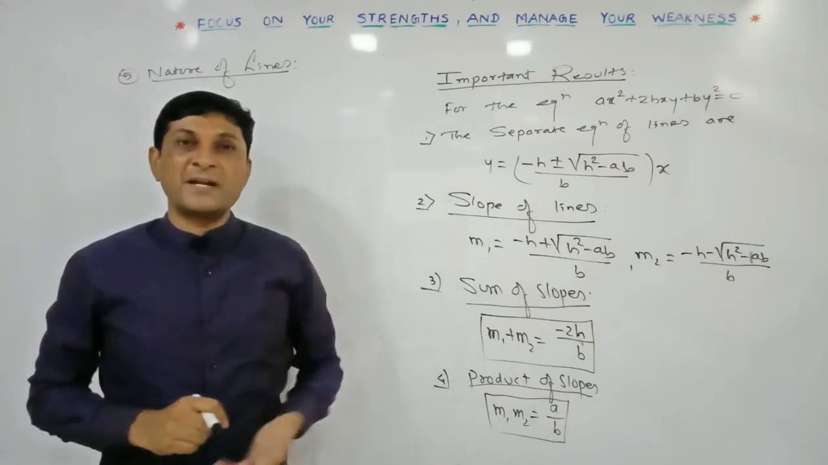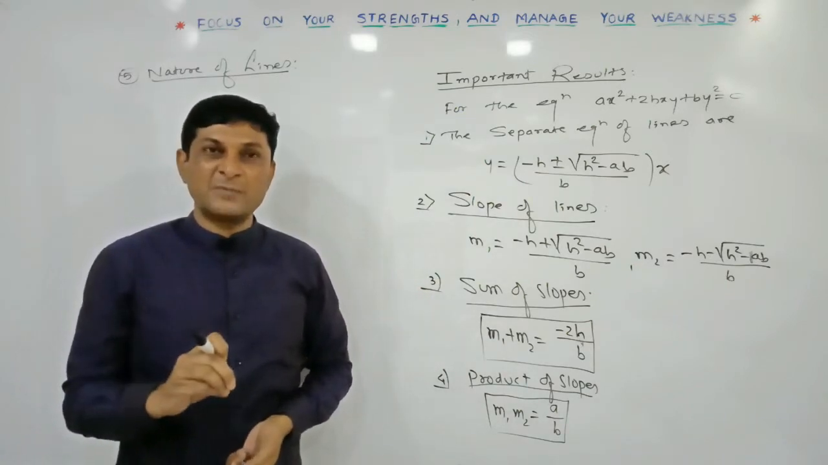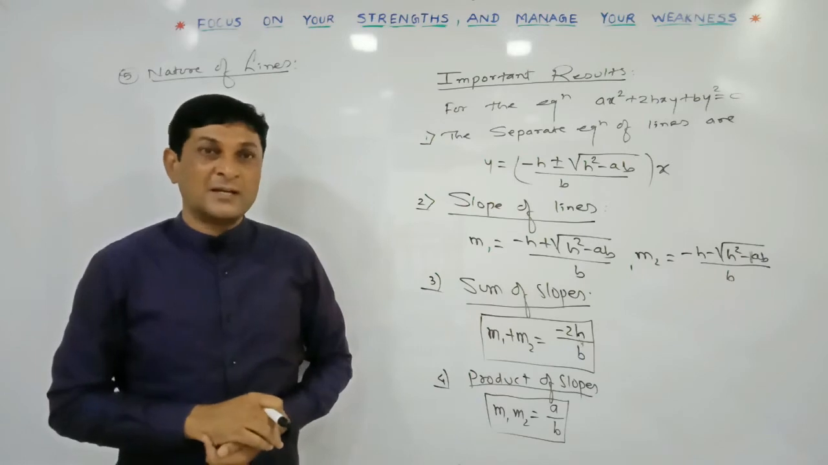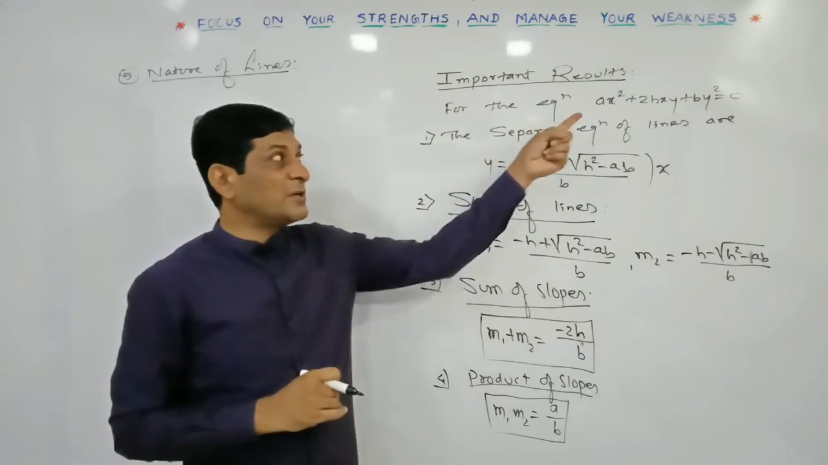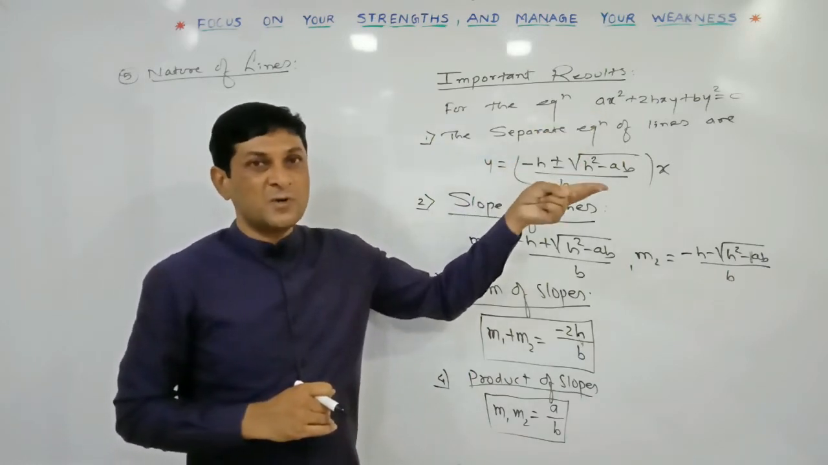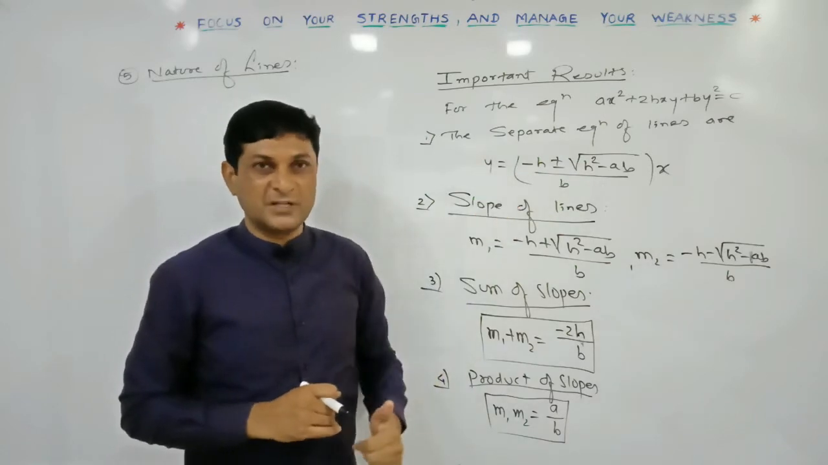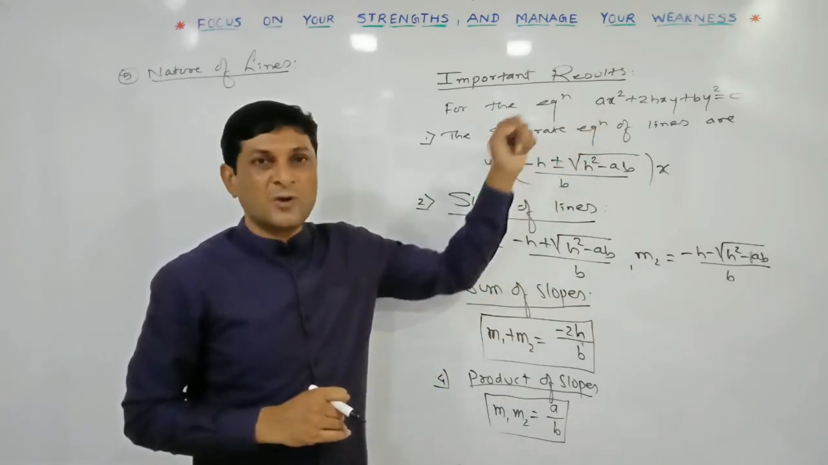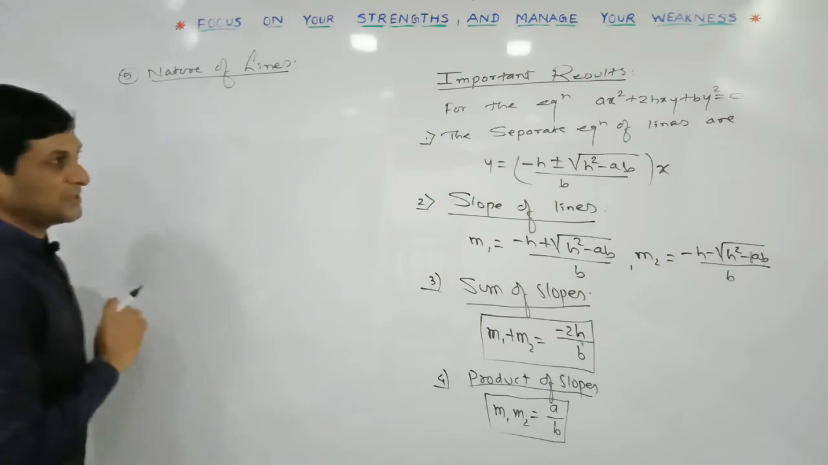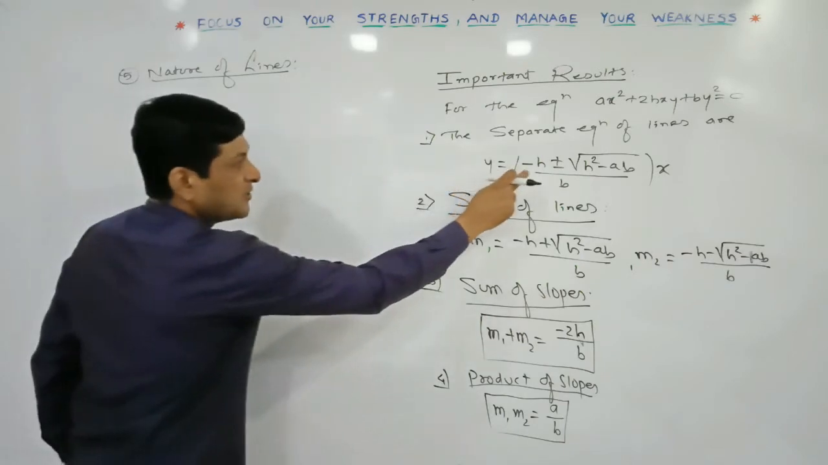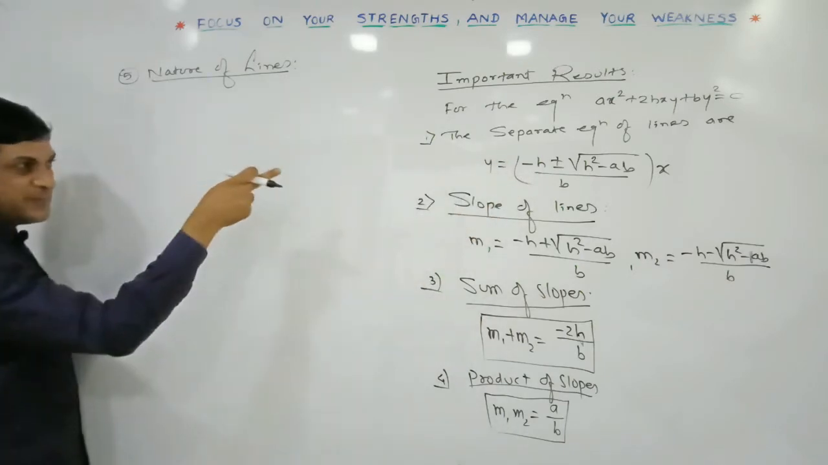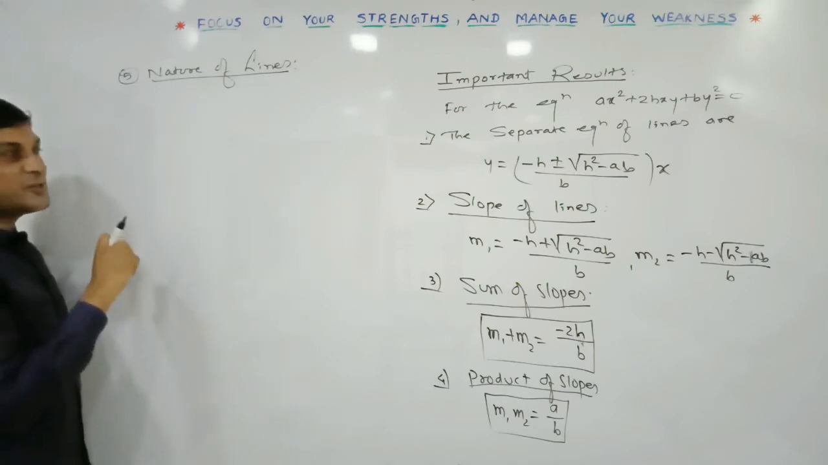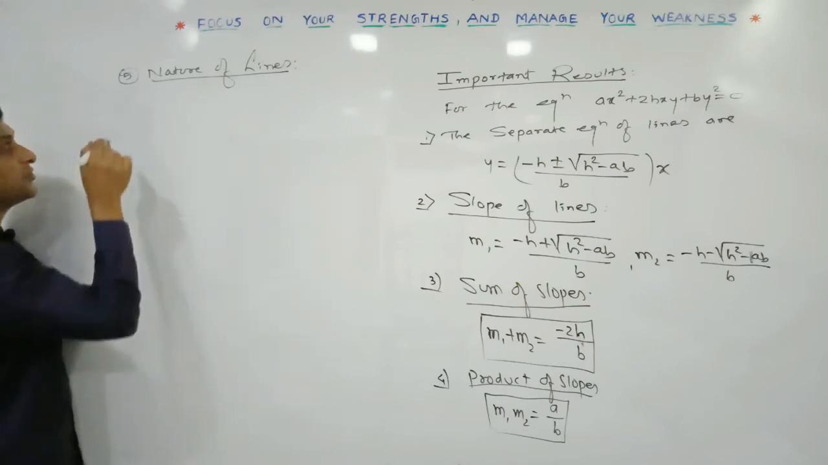Just like you studied the quadratic equation, what did you study in the quadratic equation? Nature of roots. So here we are discussing, because this equation represents what lines passing through what? Origin. So we are discussing the nature of lines represented by this equation. So this is the formula to find the separate equations of lines. From that we are trying to find the nature of lines represented by that homogeneous equation.